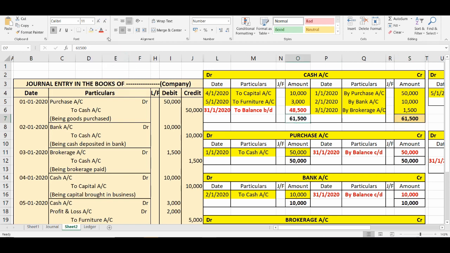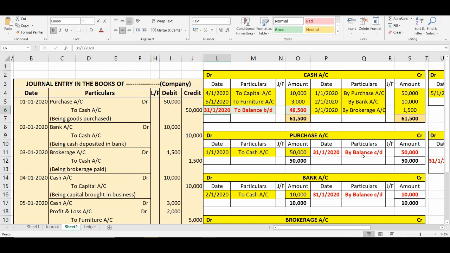Similarly, this will be written on both sides, the debit and the credit of the cash ledger, and the remaining balance from 61,500 after deducting 10 and 3, that is 13,000, a balance of 48,500 is received, which will be balance brought down. As on, the date will be 31st Jan 2020, the ending date of that particular month.